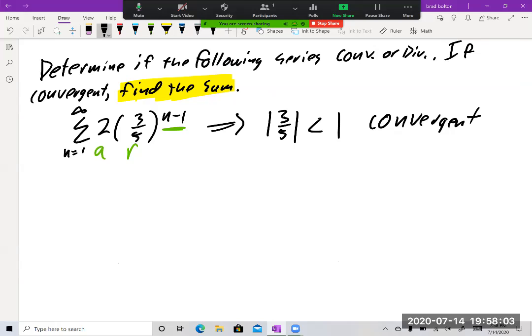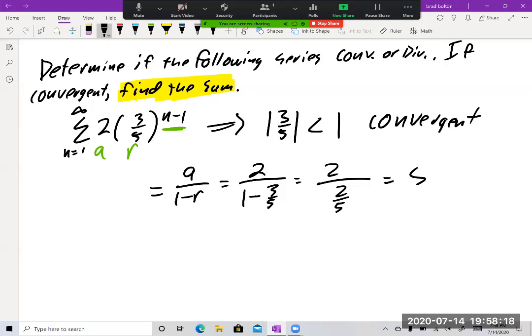So I would then say that this equals a over 1 minus r. Well, a in this case is 2 over 1 minus 3/5. Well, that becomes 2 divided by what, 2/5? So this becomes what, 5? And that is the actual sum.